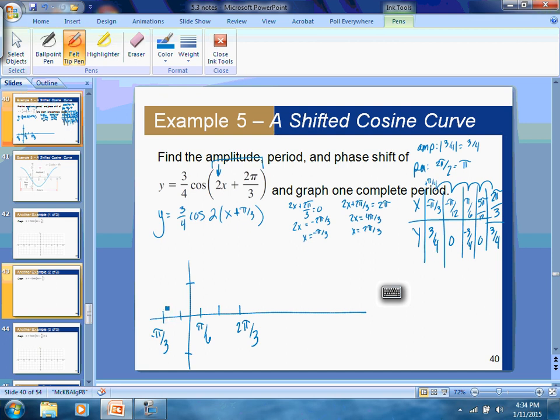So at negative pi over 3, I'm going up 3/4. So maybe right about there, 3/4 of the way. And then at negative pi over 12, I'm going to be at 0. And then at pi over 6, I'm going to be down at negative 3/4. And then back up at 0. And then back up at 3/4.